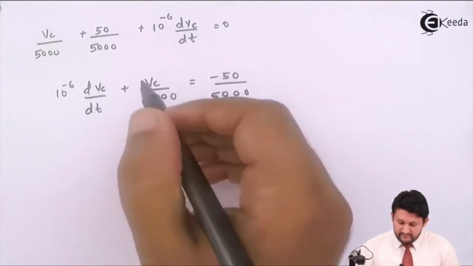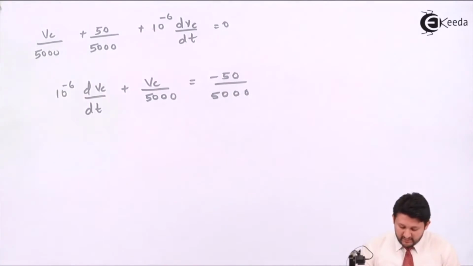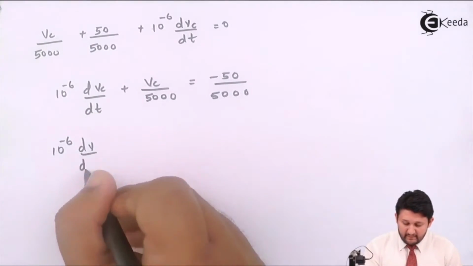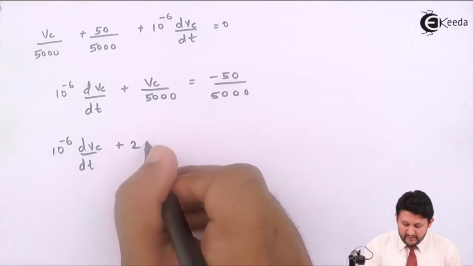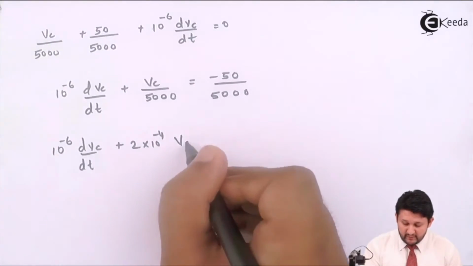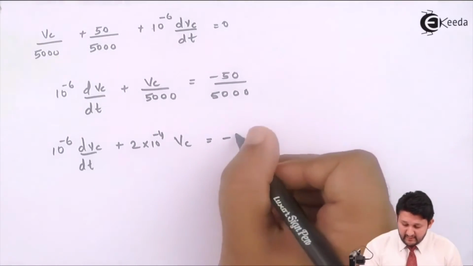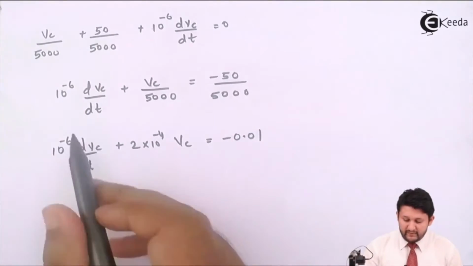So get all the numbers in the numerator. Here 5000 inverse will be 2 into 10 raised to minus 4, so dV upon dt will be 2 into 10 raised to minus 4 Vc. Next, minus 50 divided by 5000 will be minus 0.1.